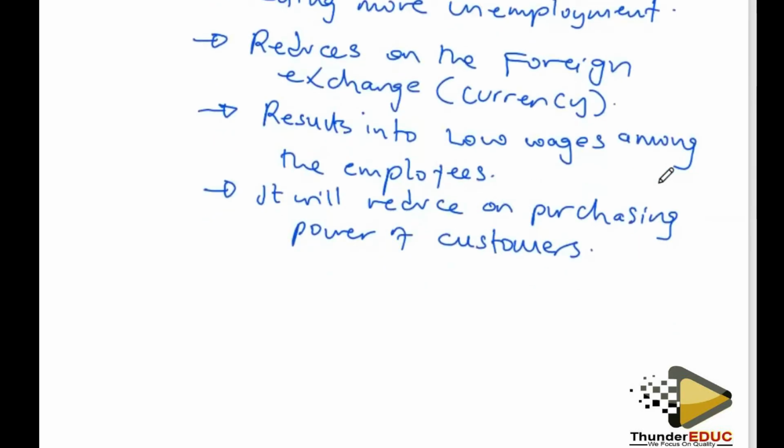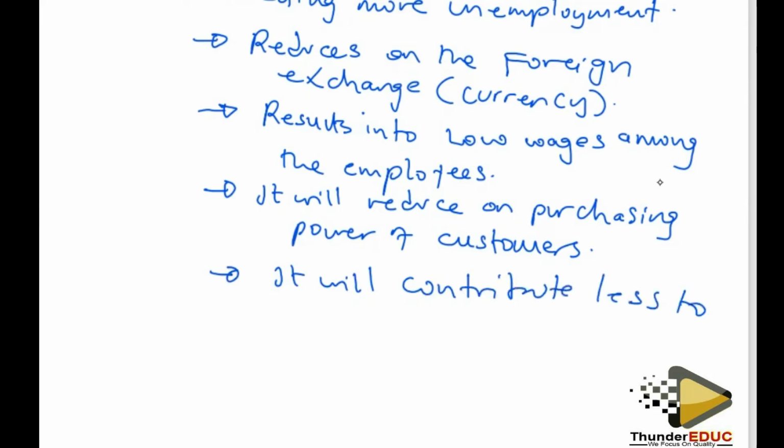And as well, you could say it will contribute less to the GDP of the country. What does that mean? Since there is less activities taking place, meaning less income is coming to the country, which means less contribution to the GDP.